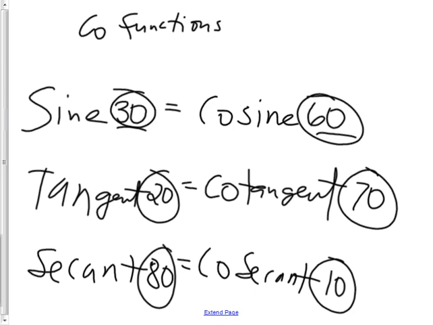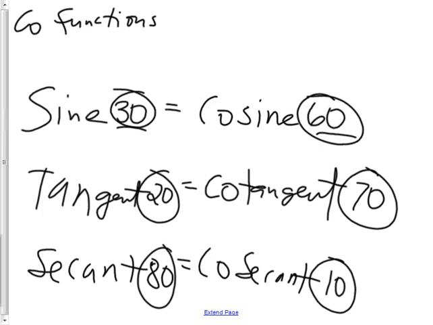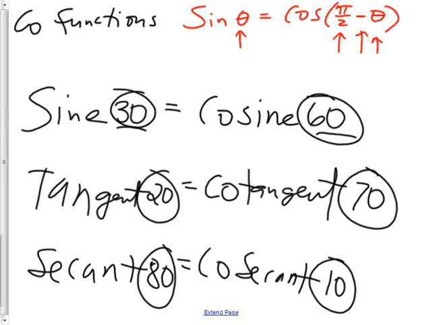Here's the part that, if you have an iPad, you can just erase this easily if you want to. Well, don't erase it maybe until you're ready, but here's what you should put under cofunctions on your identity sheet. Sine of some angle would be equal to its cofunction, which is cosine, of pi over 2 minus that angle. What did I just do there? Pi over 2 is the same as what degree? 90. So it's like saying whatever this number is, it's 90 minus that number. Do you get how that means it adds up to 90? This and this, if you add them together, add up to pi over 2, which is 90.